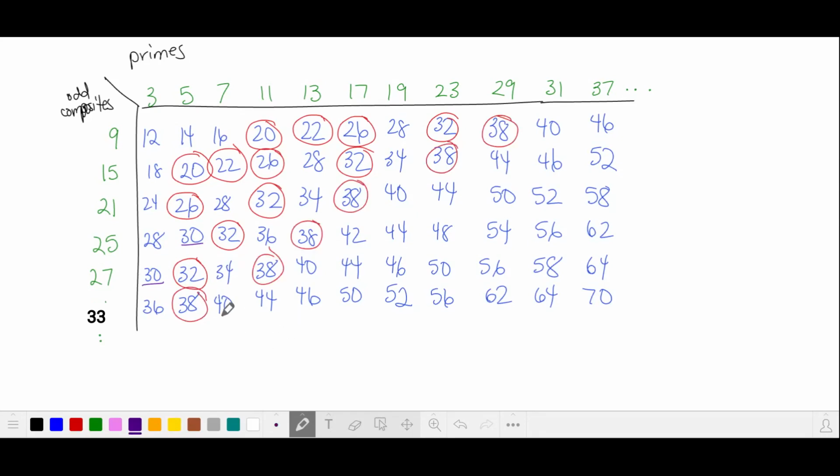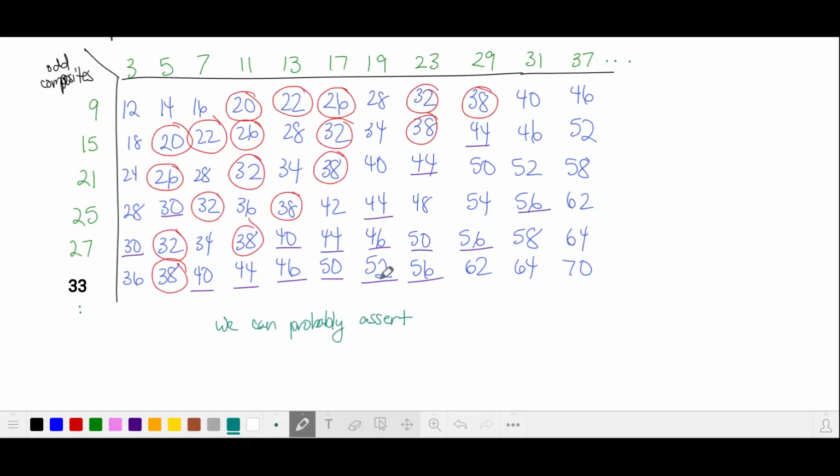We'll check some of these higher numbers. Here's 40, but we don't have 40 in this row that's third from the bottom, so it doesn't satisfy. 42 doesn't appear in the last two rows. We have a 44 here, here, here, but not in this first row. So it's looking like our largest even number that can't be expressed as the sum of two odd composites is 38. And if we're running out of time, we can put that as our answer.